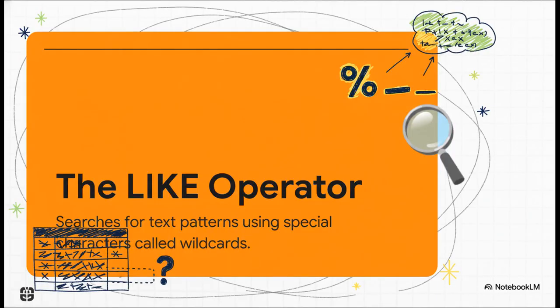Okay, but what happens when you don't know the exact thing you're searching for? Maybe you only know part of a name or a word. Well, that is exactly where the LIKE operator comes in to save the day. It's basically a pattern-matching powerhouse. You use these special characters called wildcards to find text that's just similar to what you're looking for.